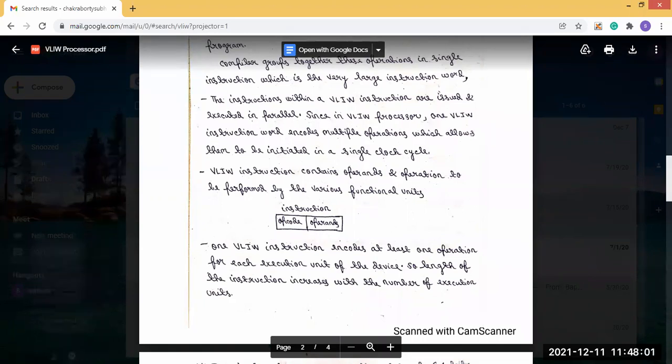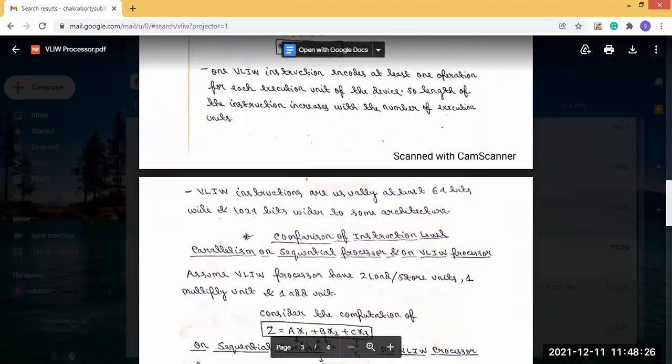Then one VLIW instruction encodes at least one operation for each execution unit of the device. So the length of the instruction increases with the number of execution units. Now, if we increase the number of execution units, then the length of the instruction will be what? The length of the instruction will increase.